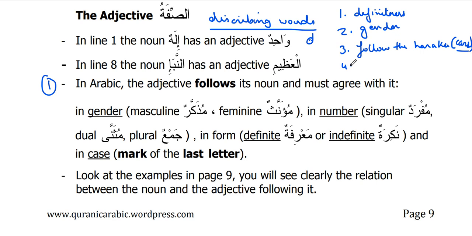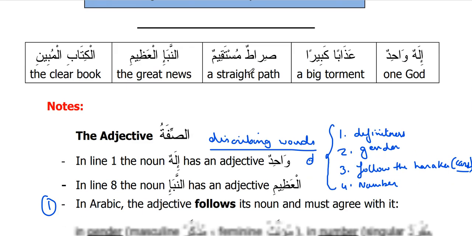And the fourth one is the number. Number means if it is singular, the adjective will also be singular. If it is plural, the adjective will also be plural. So you need to keep all these in your mind. If you need to recognize a sifa, you need to check with all these 4 points, whether it is a sifa or not. So now I will go to the examples here.